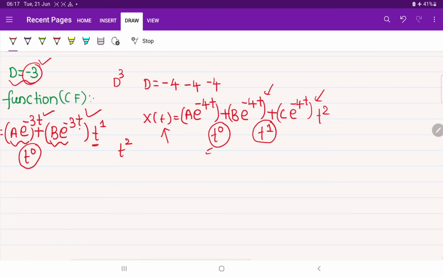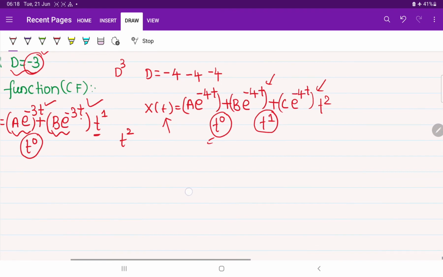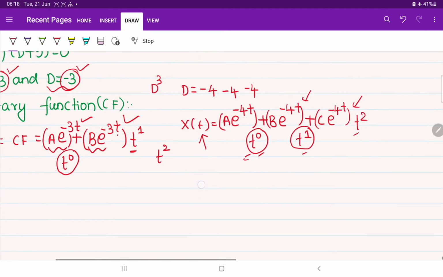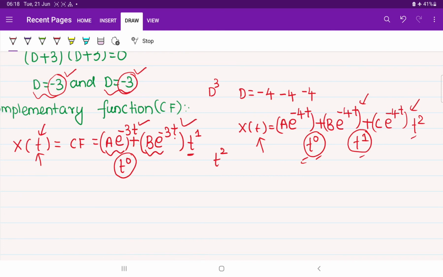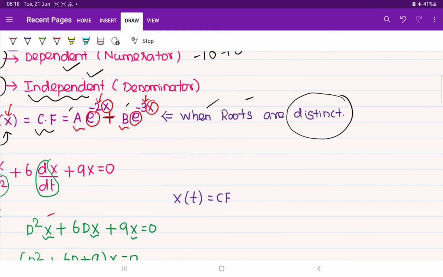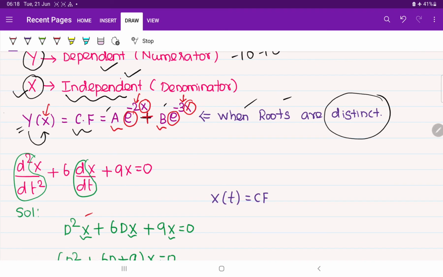Now tell me, suppose 4 roots are repeated, then what will be your answer? If 4 roots are repeated, then t power 0, t power 1, t power 2, t power 3 and so on. This is how we write the complementary function when the same roots appear as your answer. Did you get it? That's all. That is the difference. Whereas when the roots are different, there is no point bothering about it. Just write down the solution.